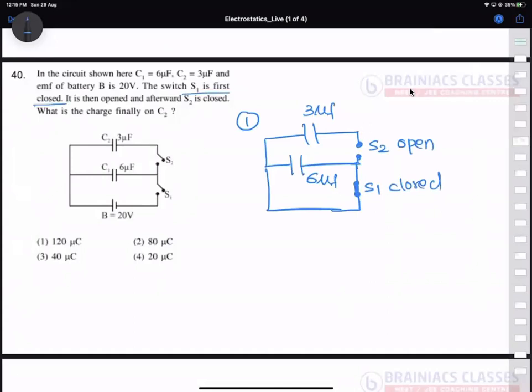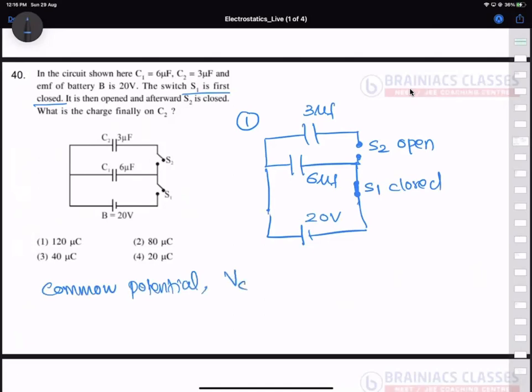Switch S1 is closed, but S2 is obviously open, and the voltage which is connected over here is 20 volt. This line is not there. In such switch-based numerical problems, we need to find out the common potential. Remember this one, common potential. How to find out the common potential?